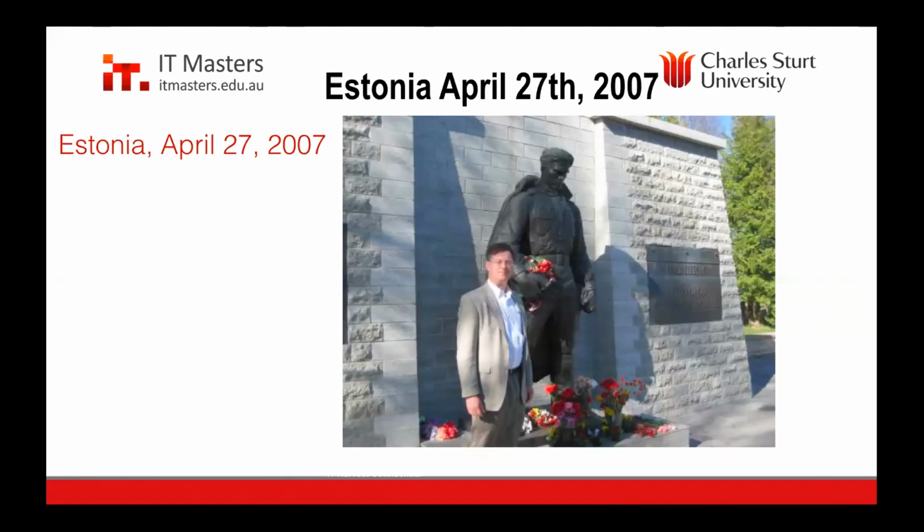They DDoSed the fax machines of the parliament by sending so many faxes to it that they ran out of paper, and the phones of elected officials as well. And Estonia, at the time, was highly networked, just rolling out their e-government solutions. Everybody's got cell phones. Everybody was doing online banking with their phones, and all of a sudden they couldn't.